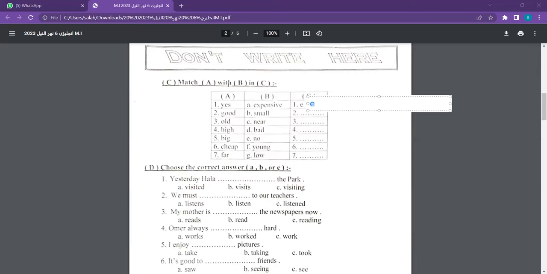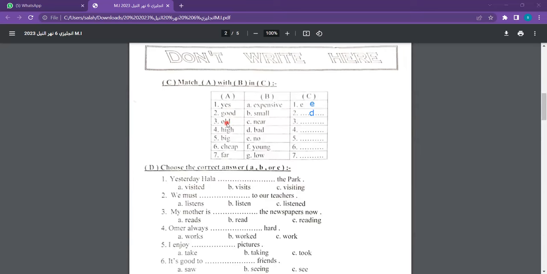Okay, number two, good. I will put what? Expensive, small, near, bad, no, young, and low. No is answered with number A. Remaining what? Expensive, small, near, bad, young, low. With good, which one is suitable with it? Bad. Yes, very good. The opposite for good is bad. Bad is number D. I will put here D. Very good. Good job.